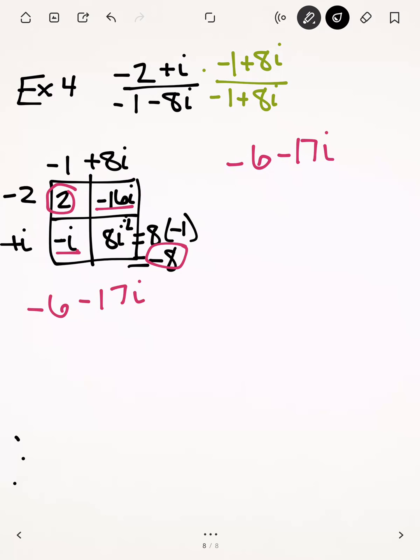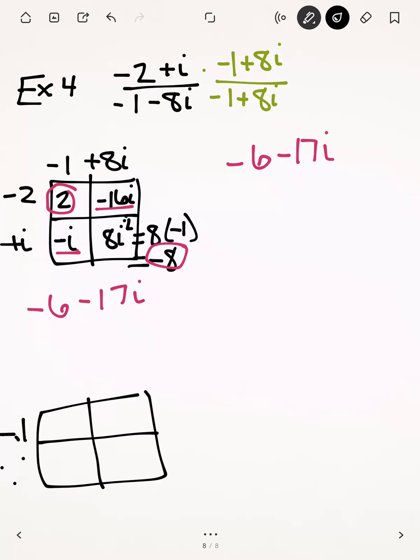Now I still have to multiply the denominator. So there's my box. I have a negative 1 minus 8i, and then I have a negative 1 plus 8i. And I'm just going to multiply everything out. So a negative 1 times a negative 1 is a positive 1. Negative 1 times 8i is a negative 8i. Negative 8i times a negative 1 is a positive 8i. And negative 8i times a positive 8i is a negative 64i squared.